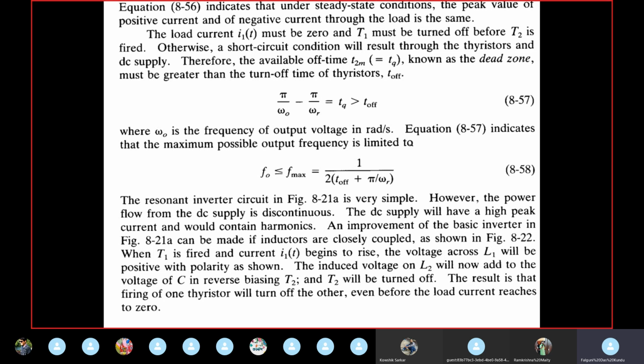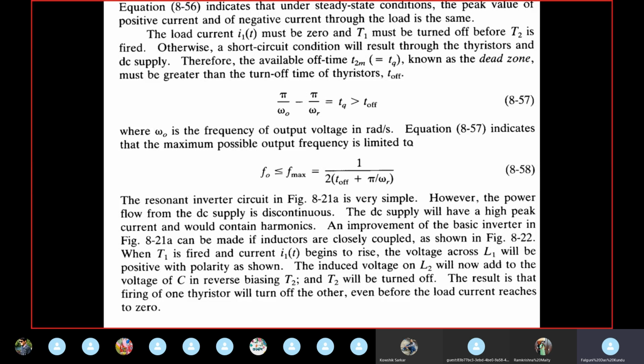So now we can say that pi minus omega naught, divided by omega r, which is TQ, is greater than T off, okay? Now where omega naught is the frequency of output voltage in rad per second, and this indicates that the maximum possible output frequency is limited to F naught less than or equal to F max, which is equal to 1 by 2 into T off plus pi by omega r, okay?